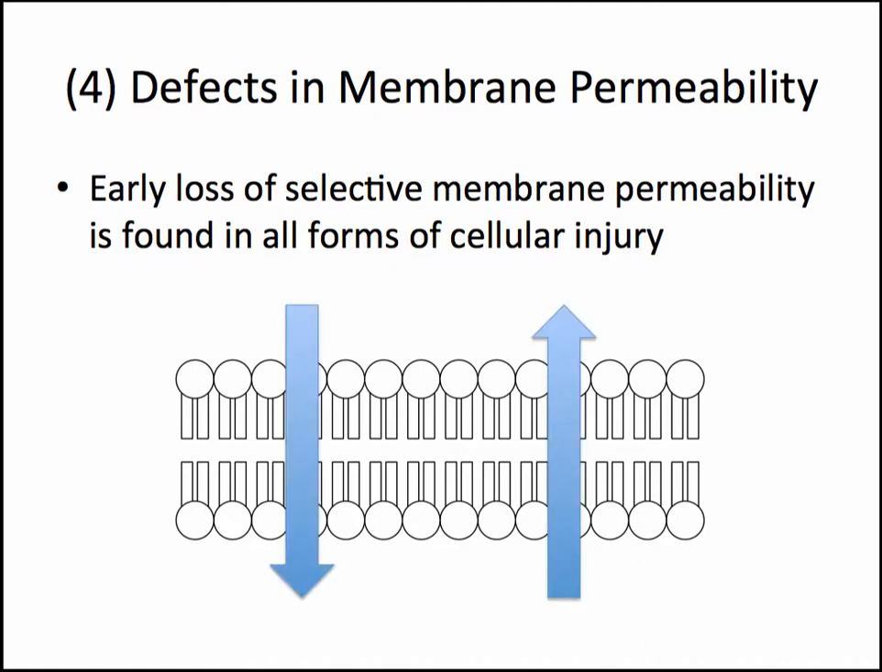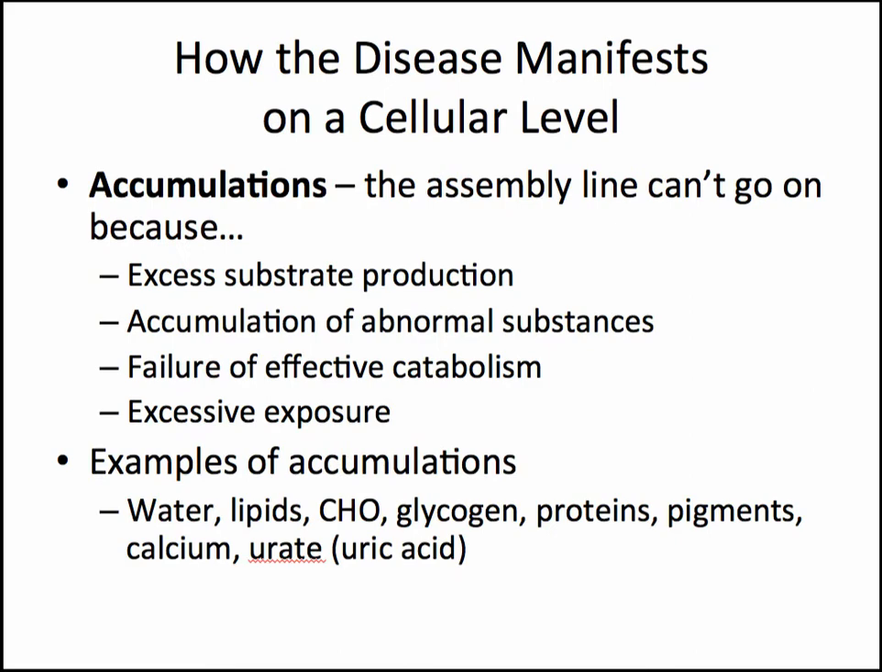This results in the increased ability of molecules to enter and exit the cell freely, producing a loss of homeostasis. On a cellular level, disease manifests as accumulations. Essentially, the assembly line can't go on because of excess substrate production, accumulation of abnormal substances, failure of effective catabolism, or excessive exposure. Examples of accumulations include water, lipids, carbohydrates, glycogen, proteins, pigments, calcium, and urate, or uric acid.